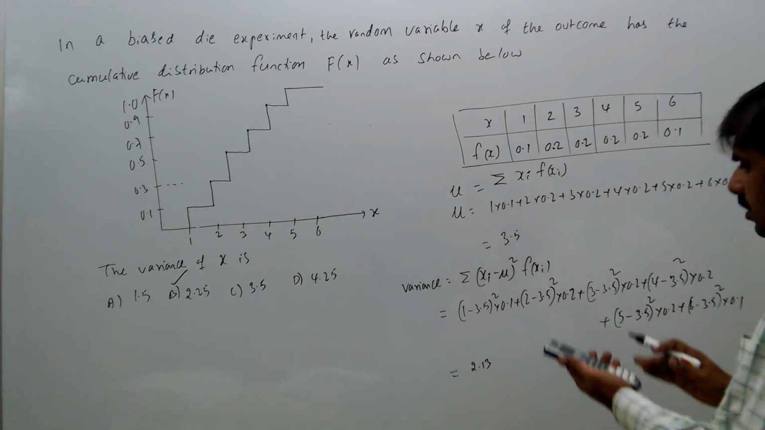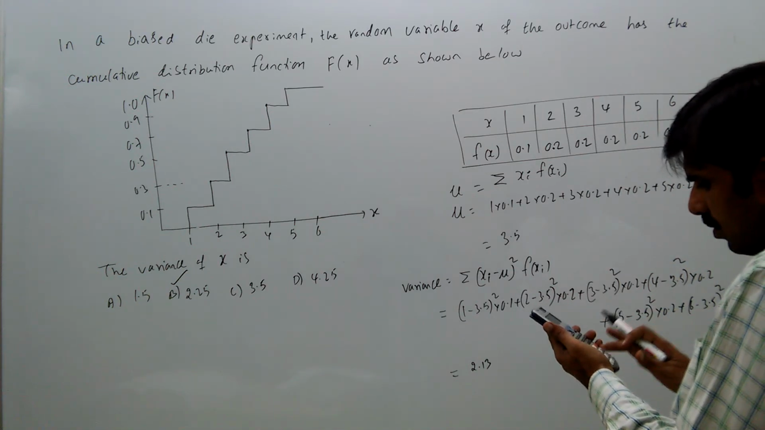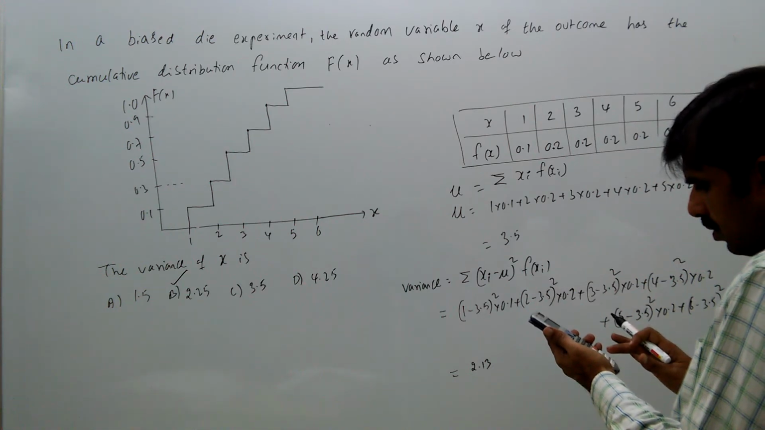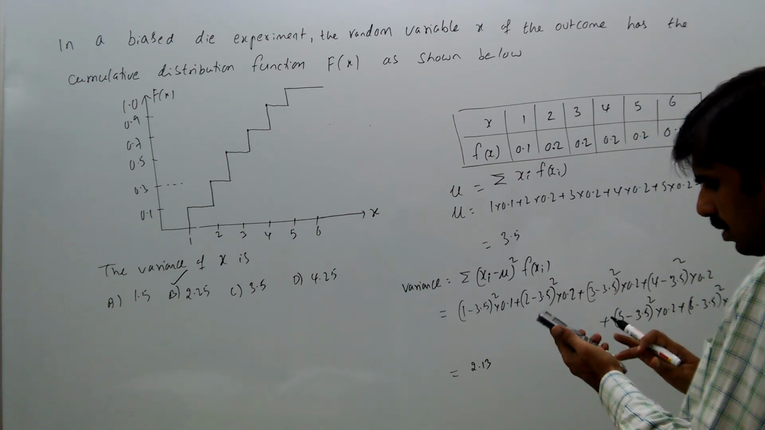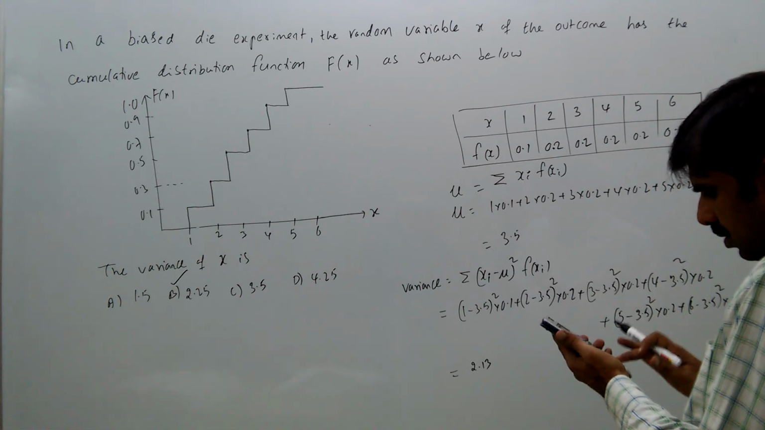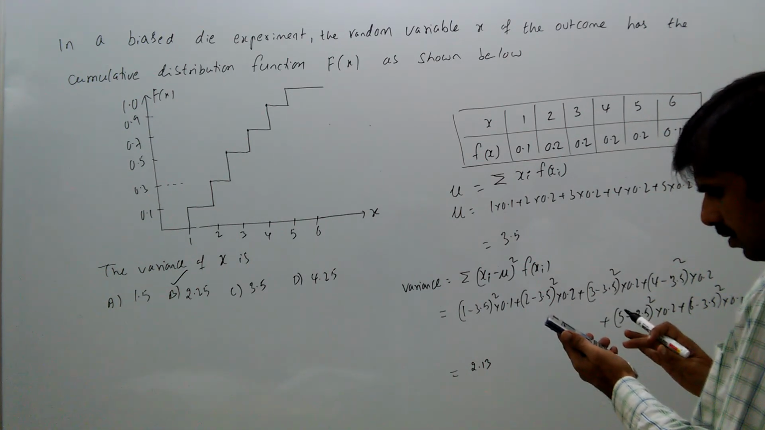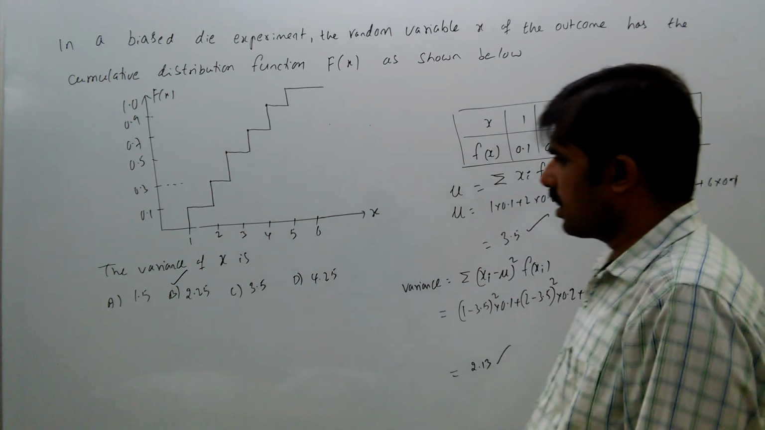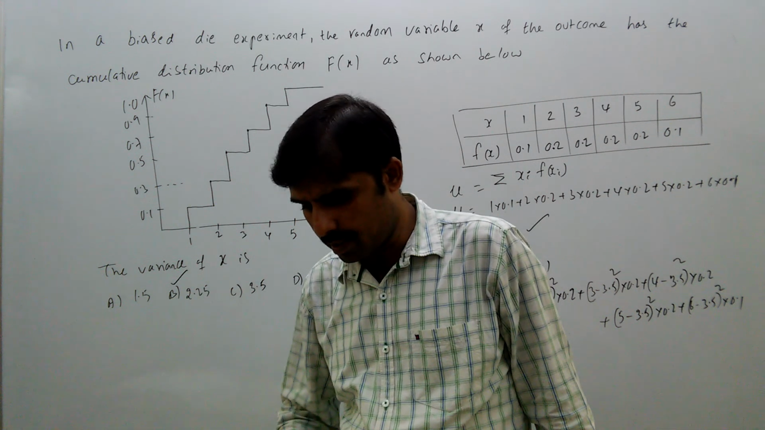We'll check the mean once. 1 into 0.1 plus 2 into 0.2 plus 3 into 0.2 plus 4 into 0.2 plus 5 into 0.2 plus 6 into 0.1. 3.5 correct only, this also correct only. So nearest answer will be 2.25.